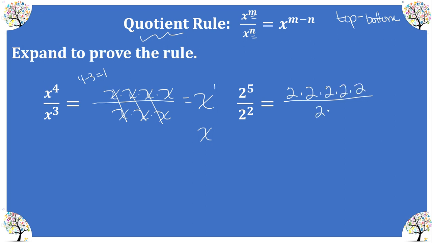We have 2 to the 2nd. We're going to subtract out the pairs, cancel those pairs, and we are left with 2 to the 3rd. 5 minus 2 equals 3. Notice I'm doing the scratch work with subtraction because we will be adding in some negative exponents, and it is very important that you don't make a sign mistake. So I like to write out my scratch work when I am applying the quotient rule.